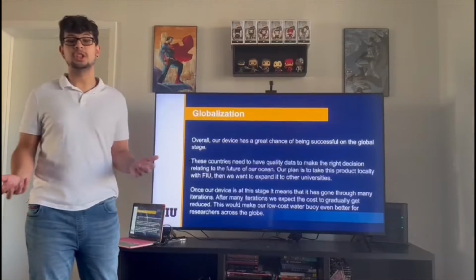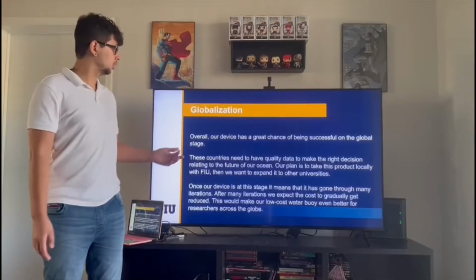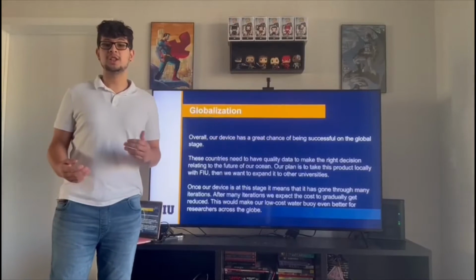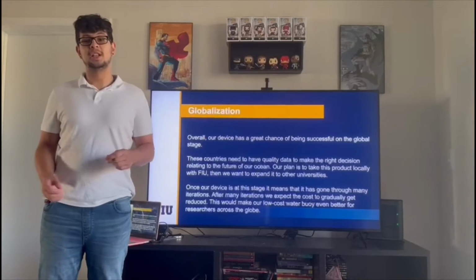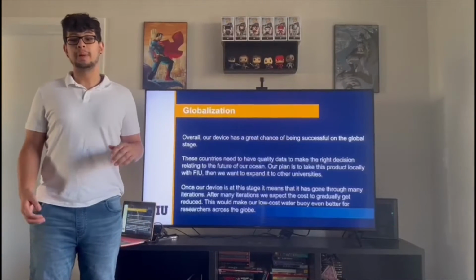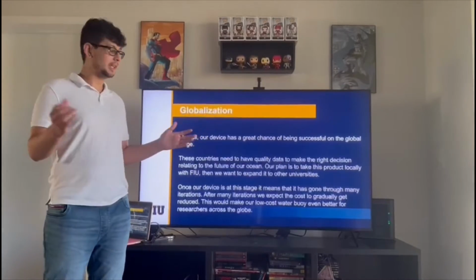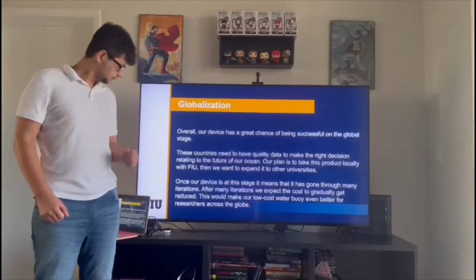For globalization, overall, our device has a great chance of being successful on the global stage. These countries need to have quality data to make the right decision relating to the future of our ocean. Our plan is to take this product locally with FIU and then to expand it to other universities.